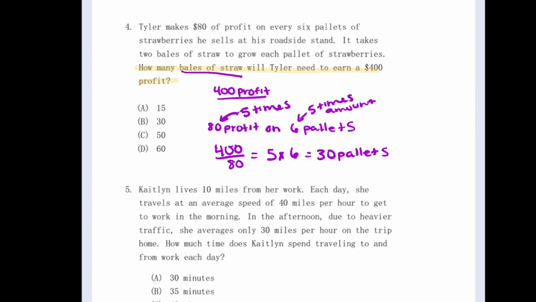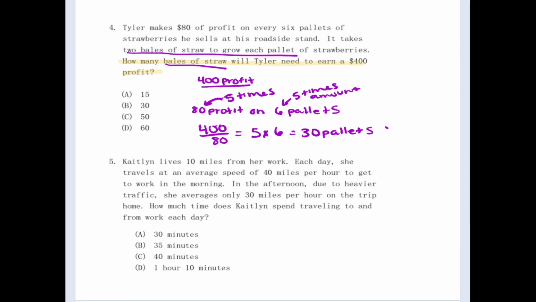And if we go back and look at the problem, 2 bales of straw grow each pallet. So we're going to take the 30 pallets and multiply it by 2, which is going to give us the 60 bales of straw. So the answer is going to be D.